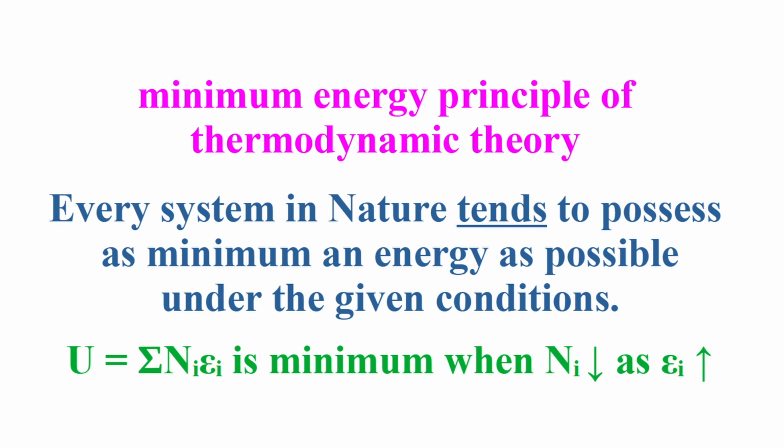The only way to minimize U is to keep decreasing the value of ni as epsilon i keeps increasing. In any other way, the total U will be larger than the minimum possible. Therefore, the energy level populations of particles always keep decreasing as the energies keep increasing at any given temperature.